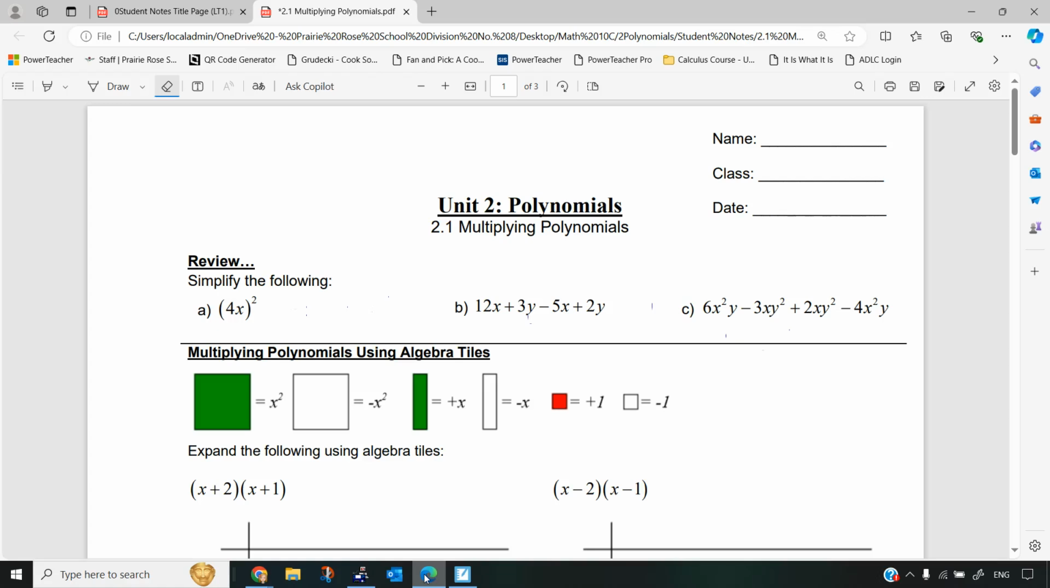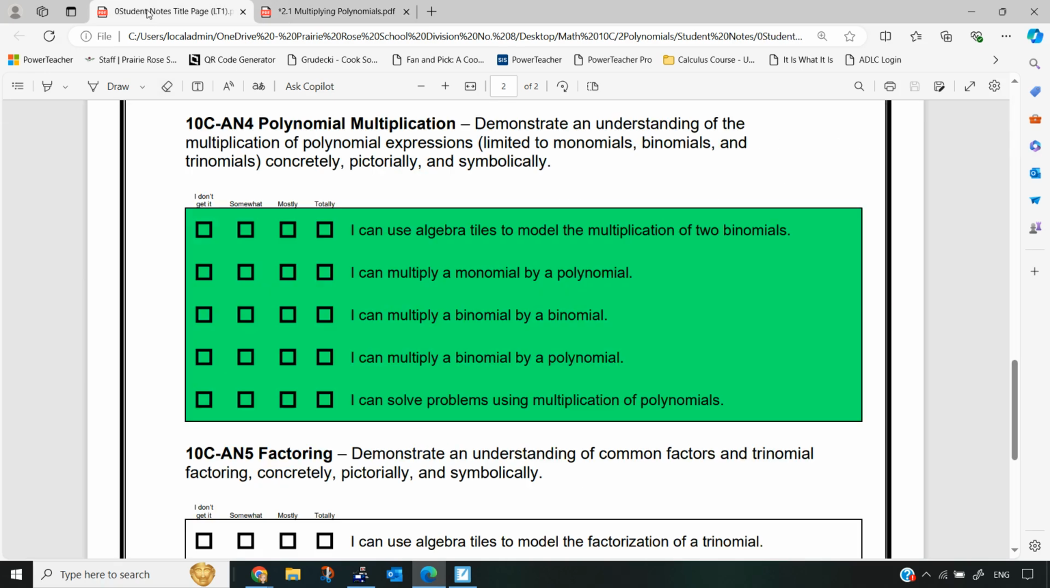Welcome to Unit 2, Polynomials. In this unit, we're going to look at two main concepts. One is expanding polynomials using the distributive property, and the other is simplifying polynomials by factoring. Let's get started with our learning targets.